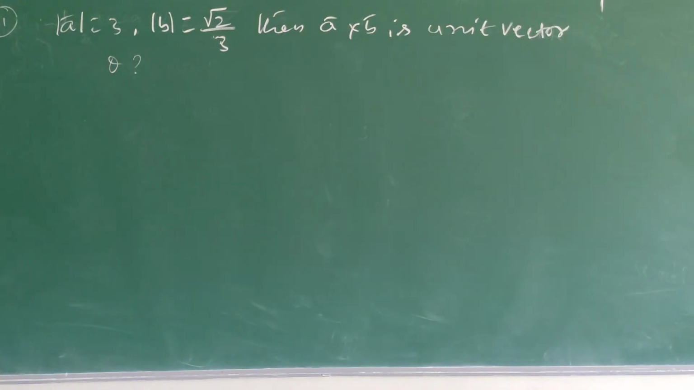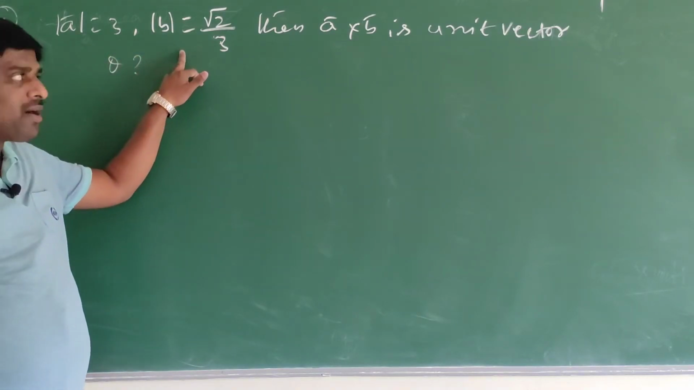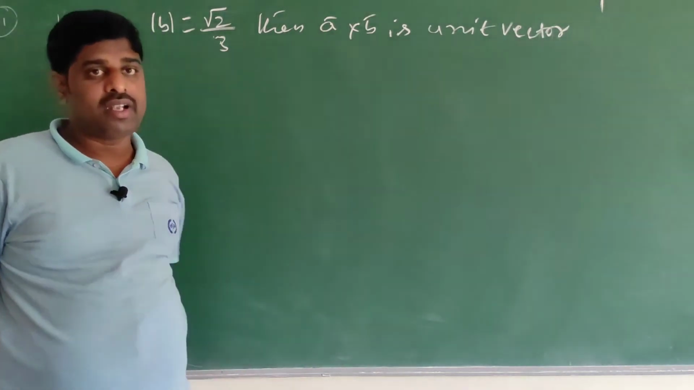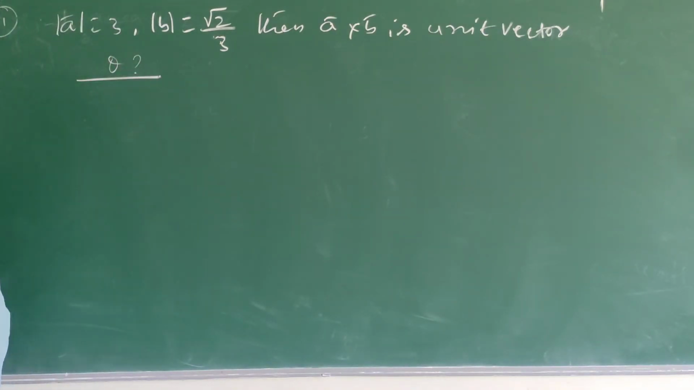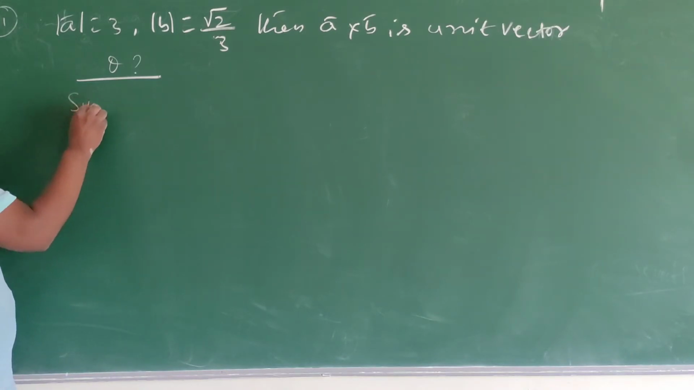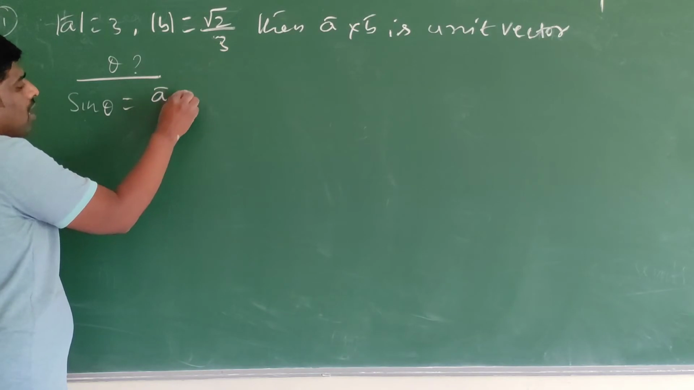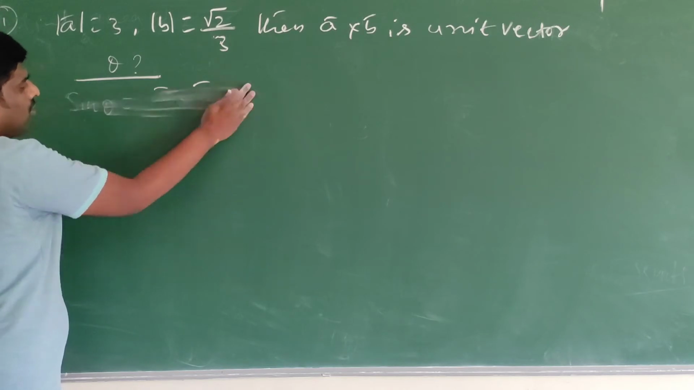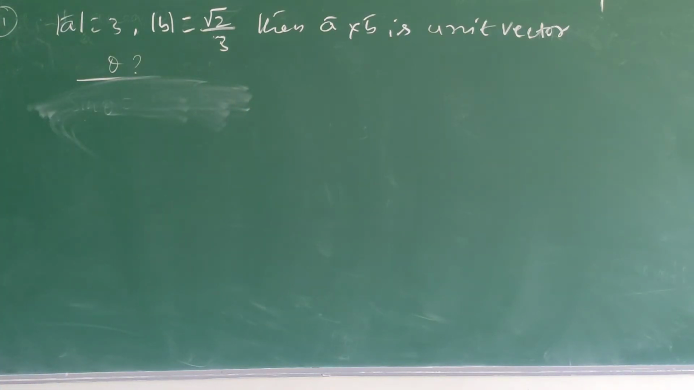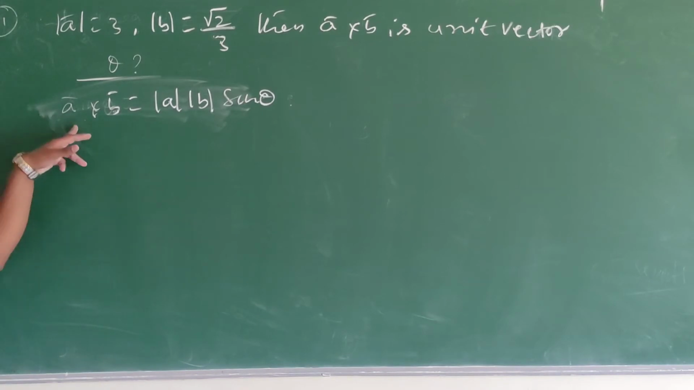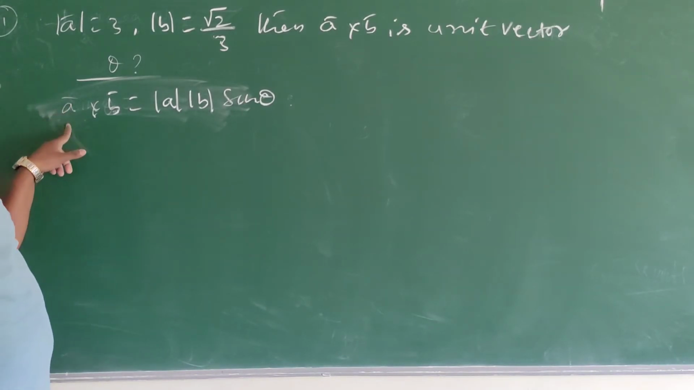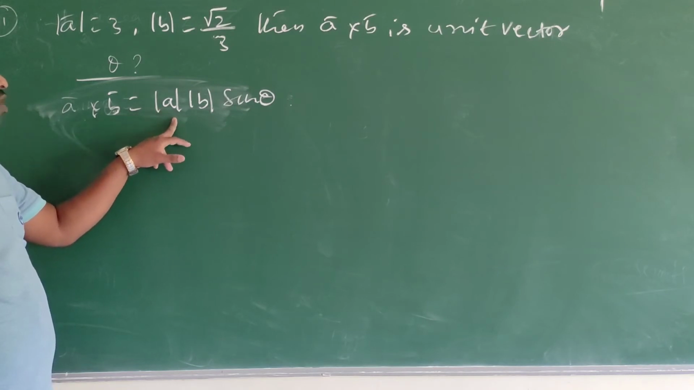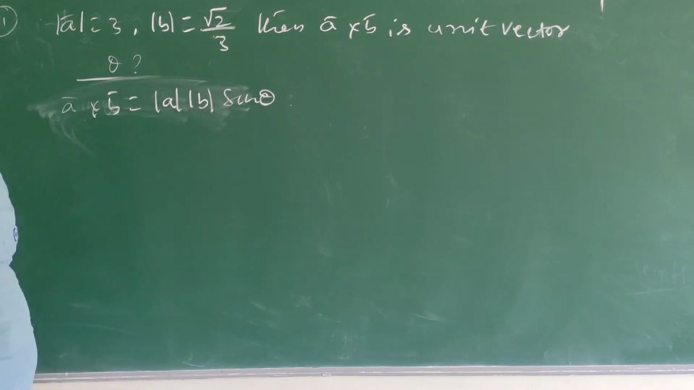Theta is the question mark. Here magnitude of A bar is given, magnitude of B bar is given, and A bar cross B bar is a unit vector. We have to find the angle between two vectors in a cross product. The angle between two vectors is given by sin theta equals magnitude of A bar cross B bar divided by magnitude of A bar magnitude of B bar. The same formula can be written as A bar cross B bar equals magnitude of A bar magnitude of B bar into sin theta.